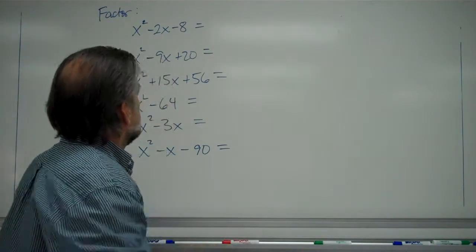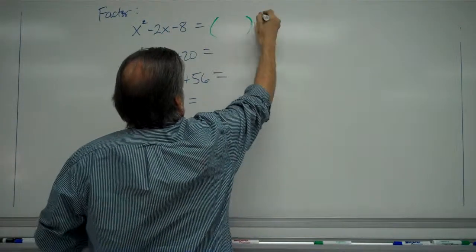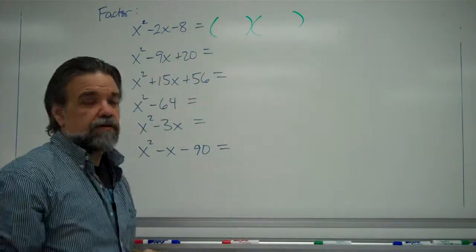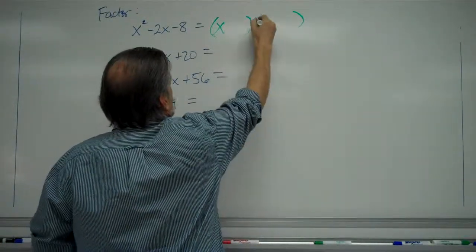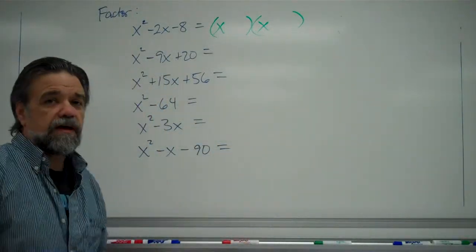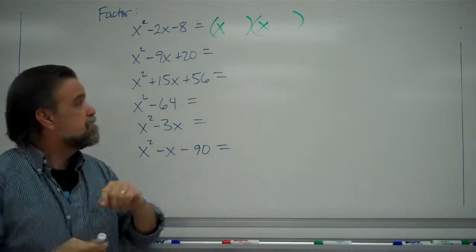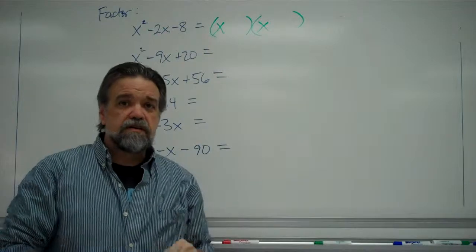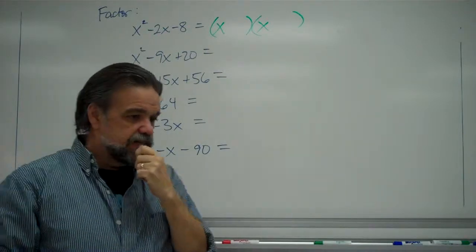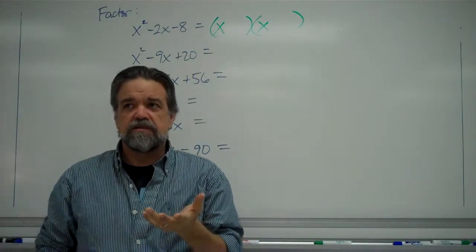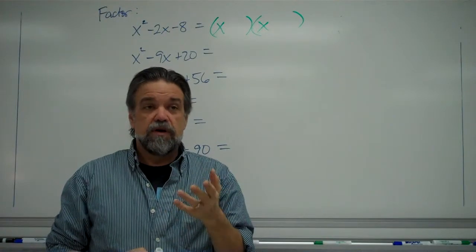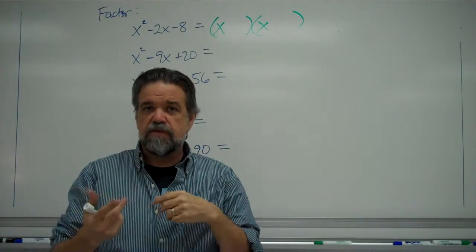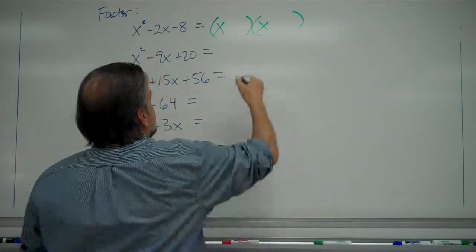So what I'm looking for, I'm going to have two binomials here. They're going to both start with x. Now I'm looking for two numbers whose sum is negative 2 and the product is negative 8. Let's see. Well, if the product is negative 8, that means it's a negative product. That means I have a positive number times a negative number. So let me put that in there.